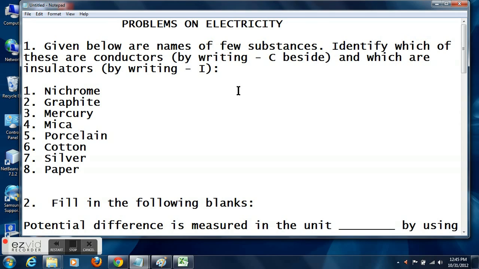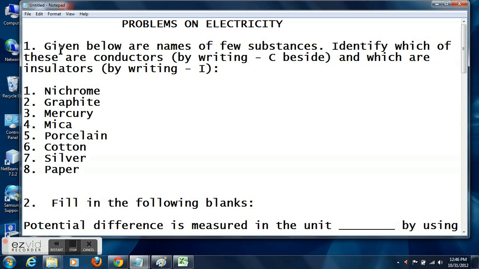In this tutorial, we are going to discuss some more problems on electricity, and in the next tutorial, we will be discussing the solutions. So while seeing this video, whenever necessary, you stop the video and write your solution, and in the next tutorial, when we will be discussing the solutions, please compare your solution with ours to make sure that you got all the answers right.